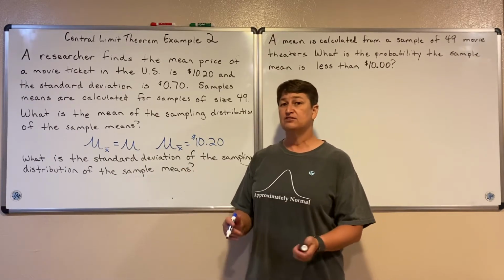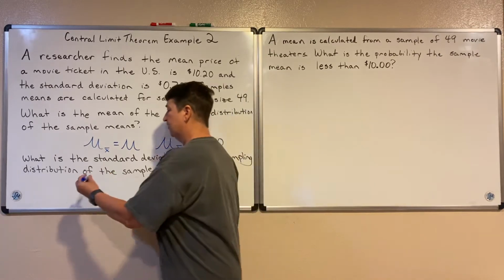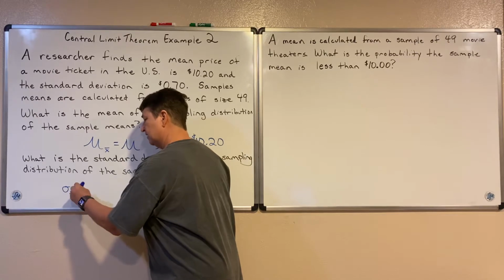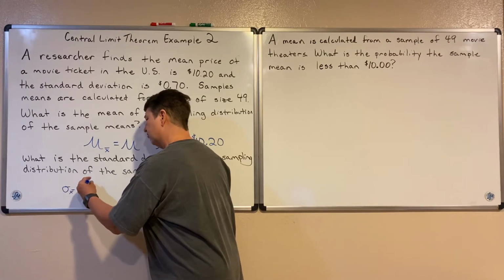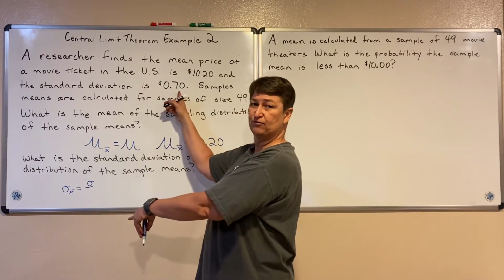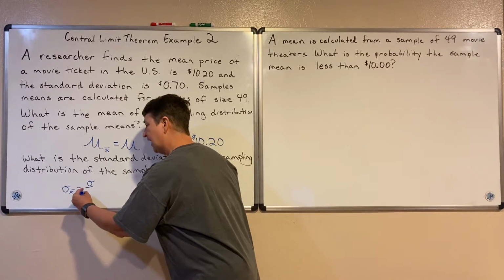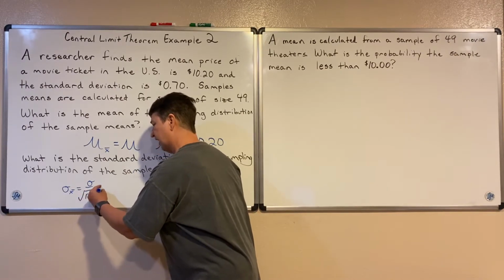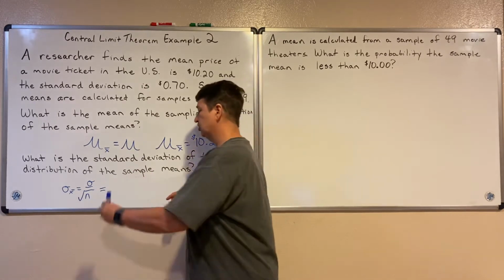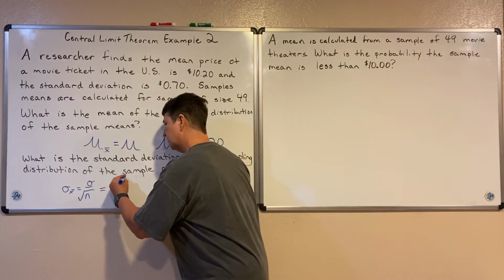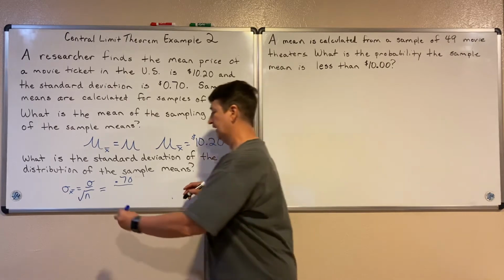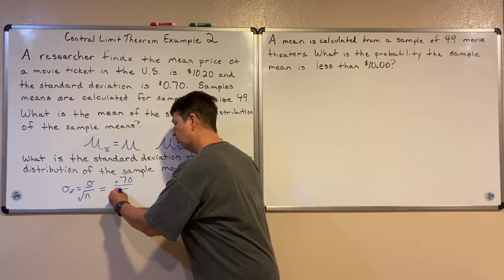Then I want to know what's the standard deviation of the sampling distribution of sample means. Well, again, the central limit theorem tells me that the standard deviation of the sample means is going to be equal to the standard deviation of the population. We're going to take that standard deviation from the whole population and divide it by the square root of the sample size. So in this case, my standard deviation of my entire population is 70 cents, and the sample size is 49. So I'm going to take the square root of 49.